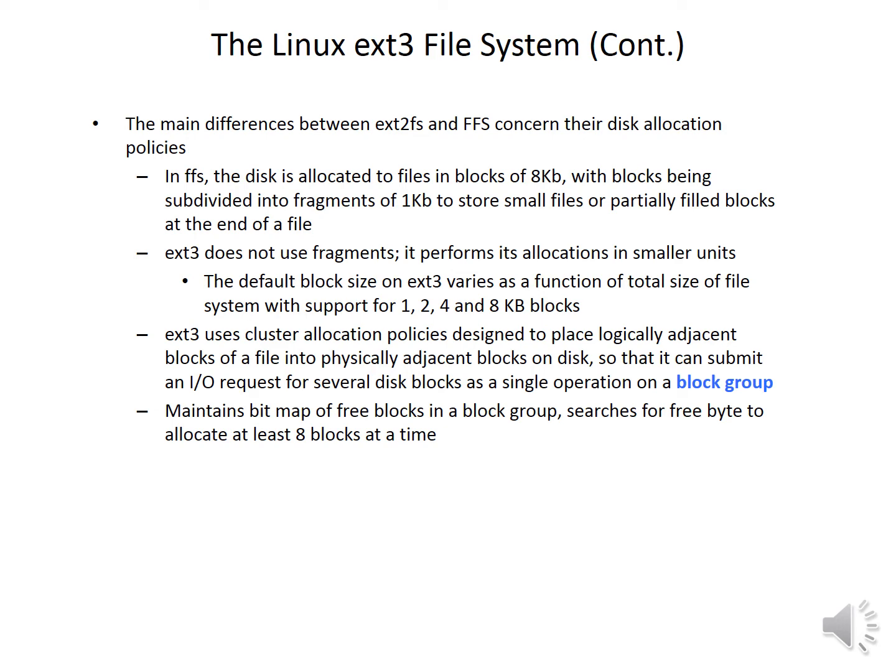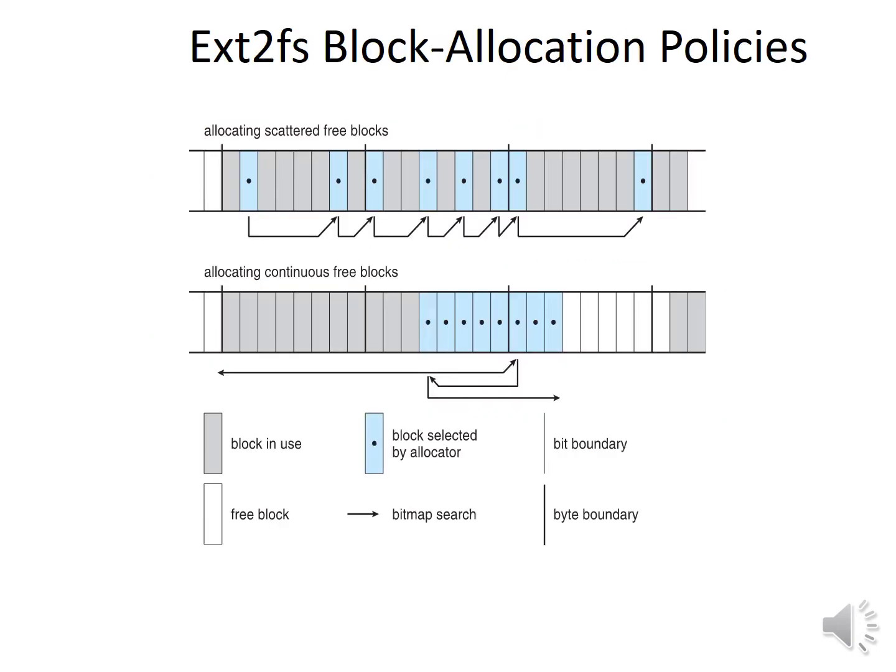The main difference from the previous system is that in the Fast File System, disk space is allocated to files in blocks of 8 KB, with blocks being subdivided into fragments of 1 KB. ext3 does not use fragments; it performs allocation in smaller units. It uses cluster allocation policies designed to place logically adjacent blocks of a file into physically adjacent blocks on disk, so that it can submit an I/O request for several disk blocks as a single operation on a block group. It maintains a bitmap of free blocks in a block group and searches for free bytes to allocate 8 blocks at a time.